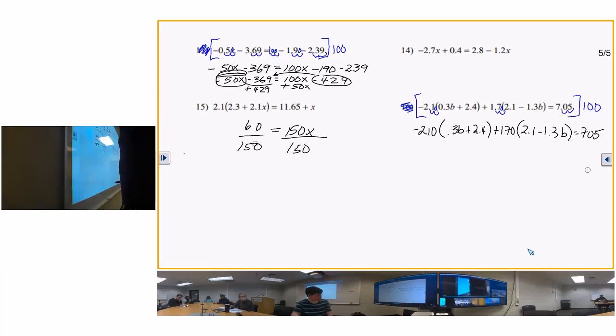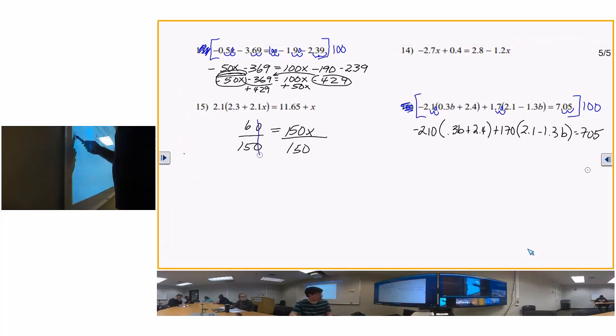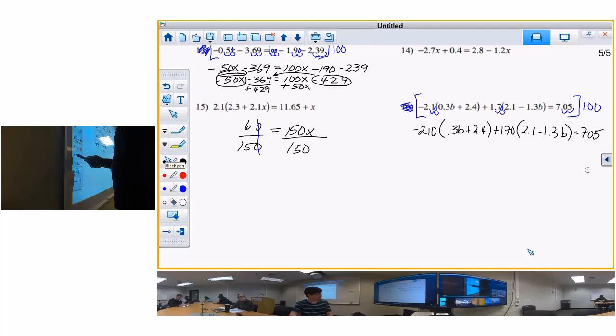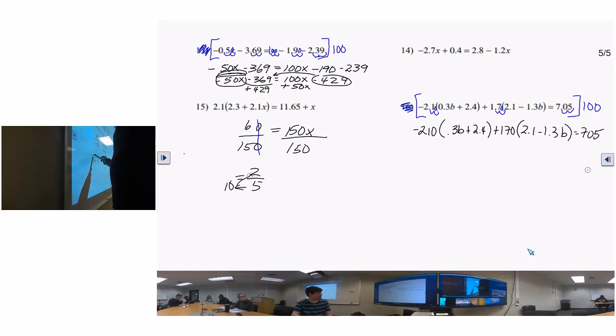I'm going to show you a trick of learning the war. And 3 will go in there. 2/5. Somebody check me out. 2/5 is equal to 4/10. 0.4 is equal to x.